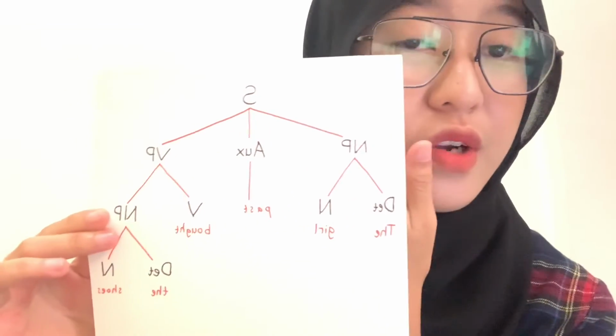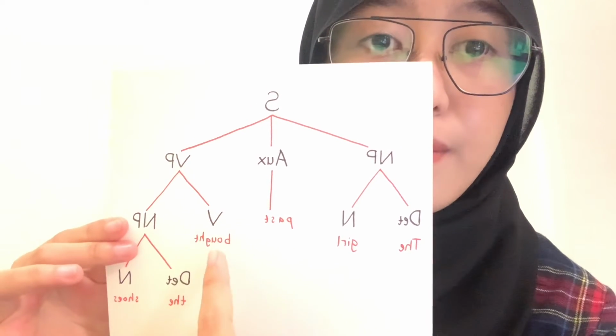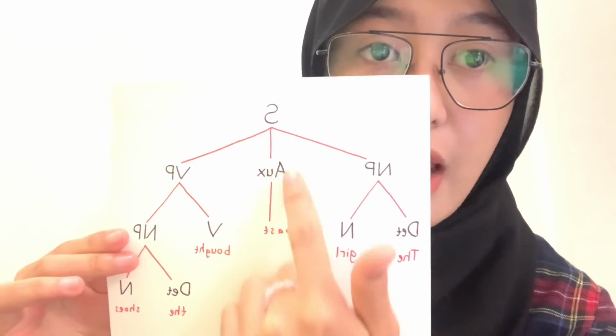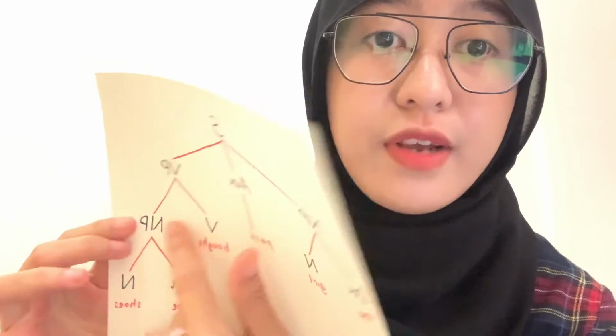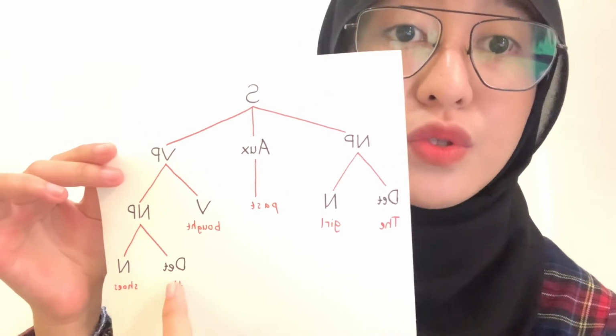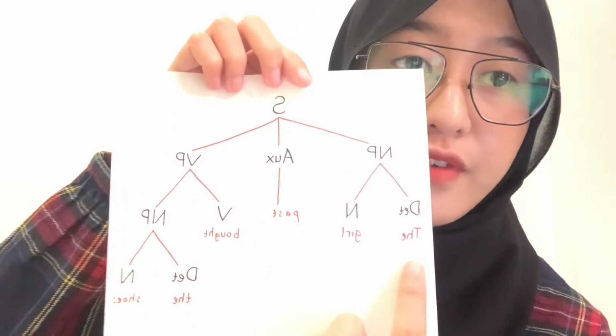And then the verb phrase, we can divide into two: verb bought, which also indicates the past tense for the auxiliary, and then the noun phrase, the shoes. And the last one, the noun phrase, we can divide into two: determiner the and the noun shoes. So we can see that the syntactic categories of each word appear above it.